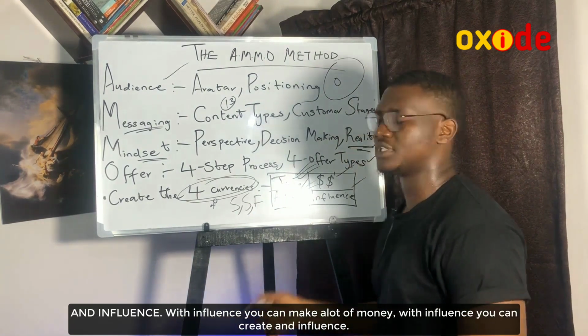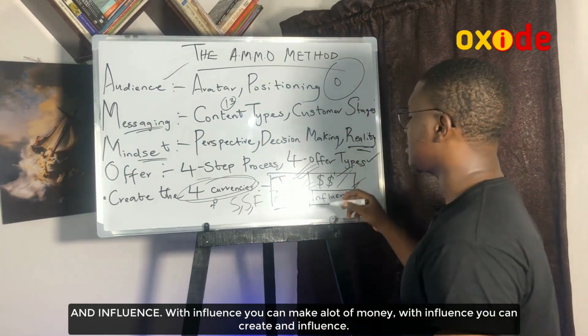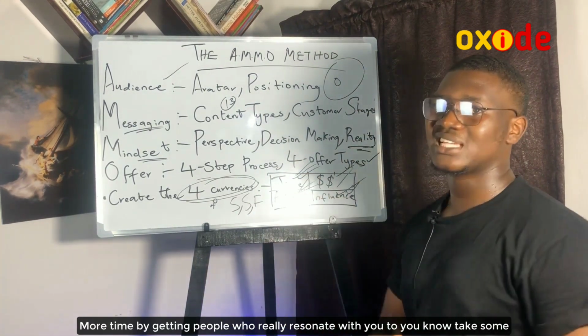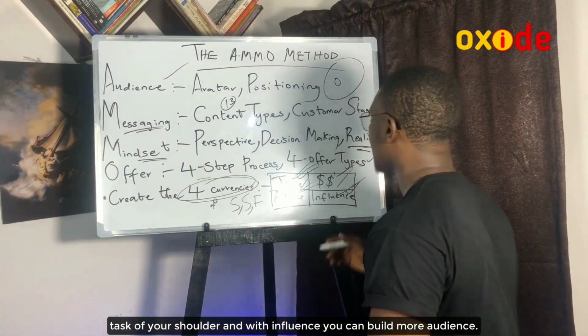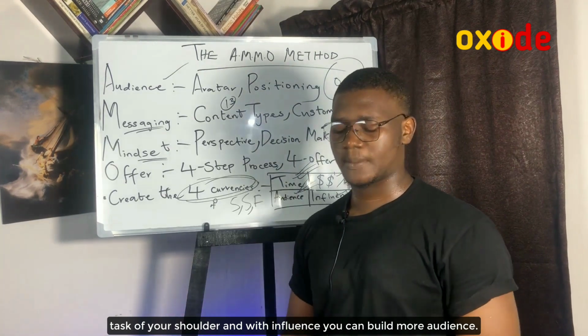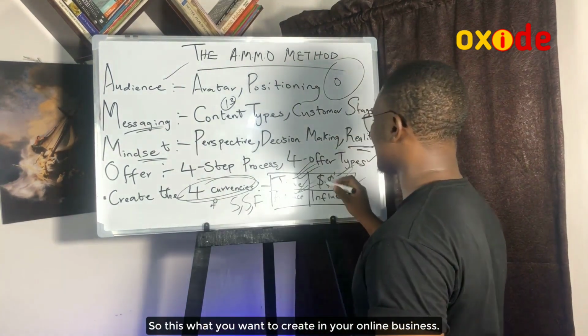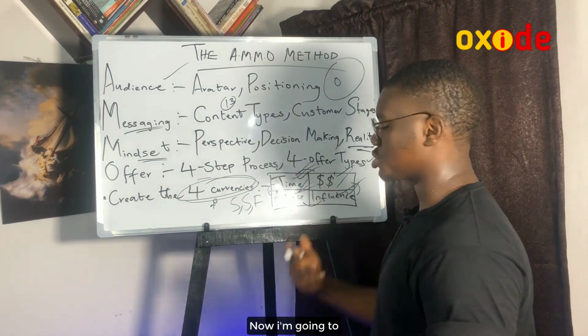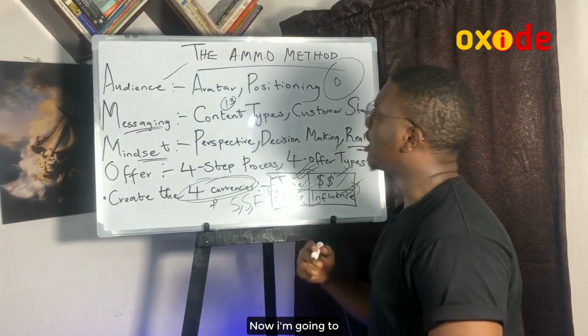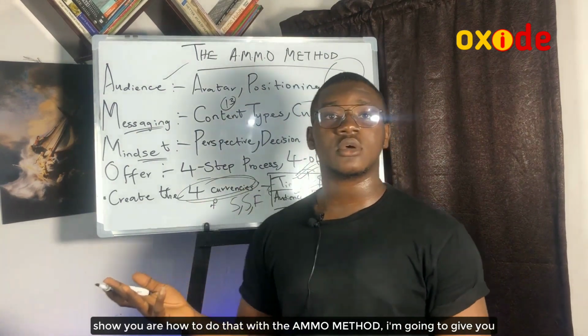Time, money, audience, and influence. With influence, you can make a lot of money. With influence, you can create more time by getting people who really resonate with you to take some tasks off your shoulder. And with influence, you can build more audience. So this is what you want to create in your online business. And I'm going to show you how to do that with the AMO method.